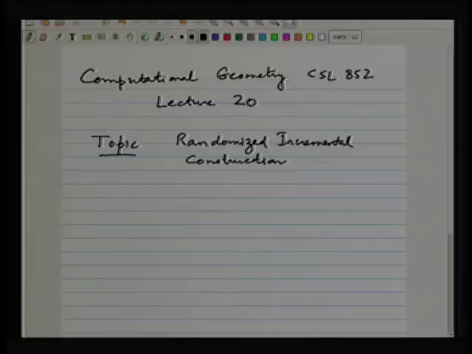So, for today we will lay the framework for a very important and useful paradigm for algorithm design, namely randomized incremental construction. This method actually goes way back, to 30-40 years ago, and perhaps can be thought of as one of the first formal algorithm design techniques, although it was not known under this name at that time.